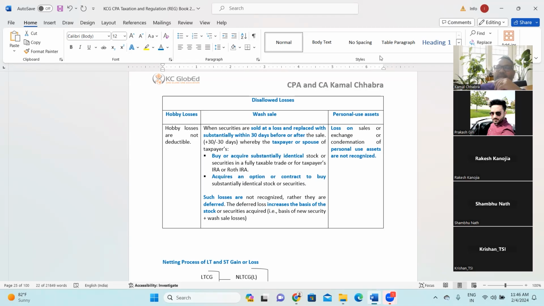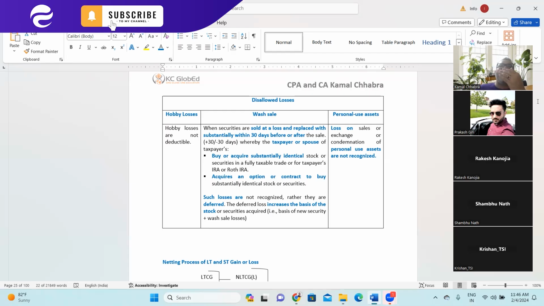In such a scenario, that gain, that profit, is taxable. So for a personal use asset, if there is a loss, that is your personal loss, but if there is a gain, that is taxable. Make sense?